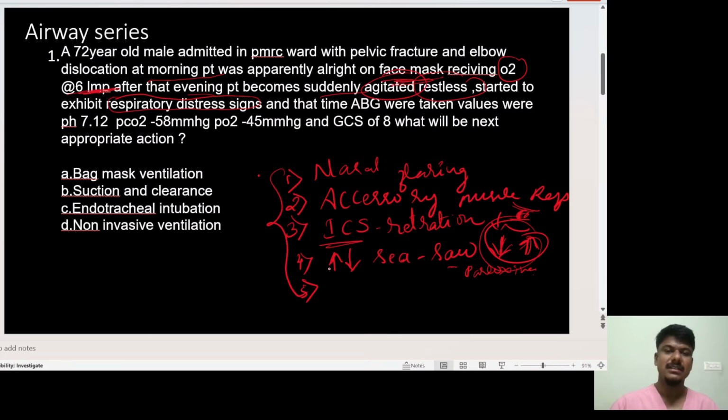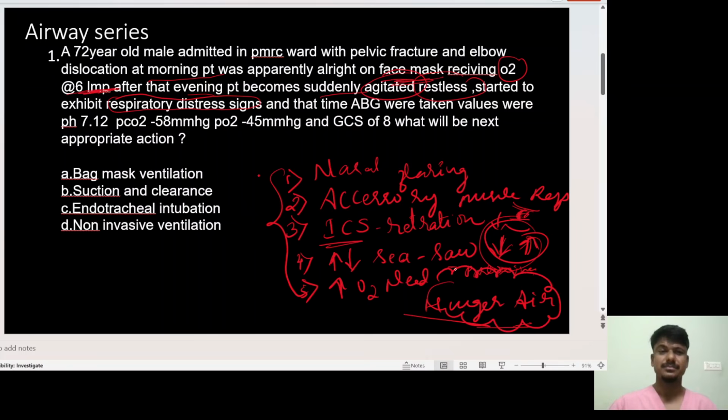So these are all your respiratory distress signs, and there will be more O2 need. There will be hunger of air. The patient will struggle for breathing. So these are all your respiratory distress signs. At that time the treating physician took an ABG.